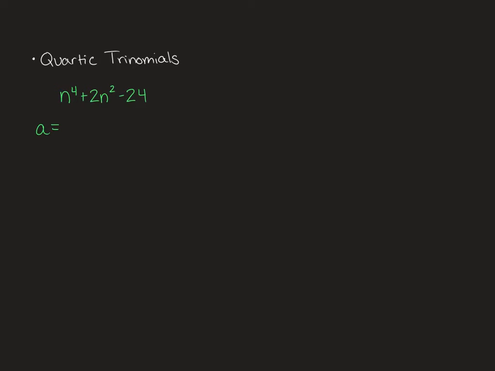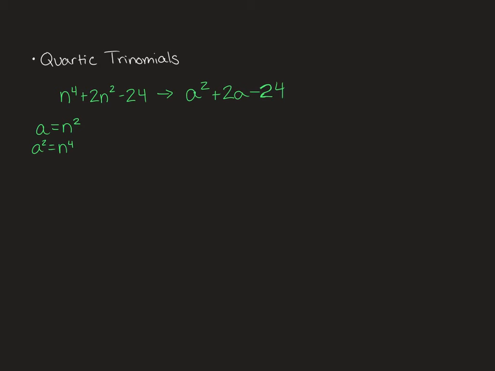So we are going to say that a is equal to n squared. So now, if that happens, n to the 4th is going to become, so to get to the 4th power from this exponent here, we need to square our a. Okay, so that means that a squared is going to be n to the 4th. So our polynomial now becomes a squared plus 2a minus 24. There we go. And so now we have turned this quartic trinomial into a quadratic.